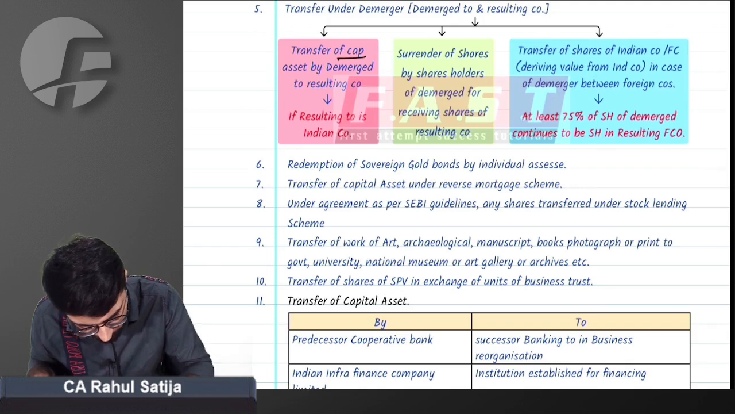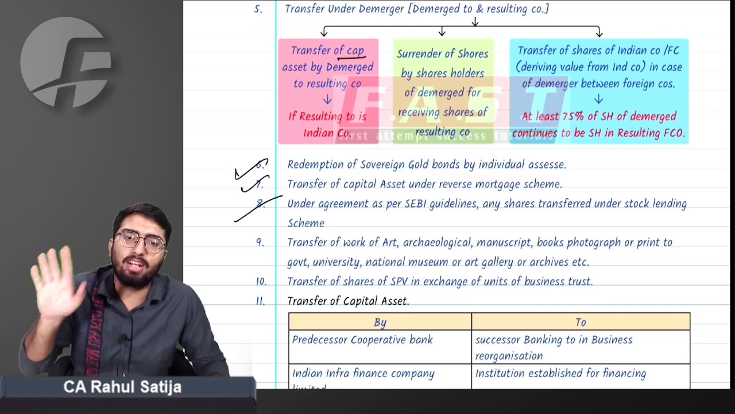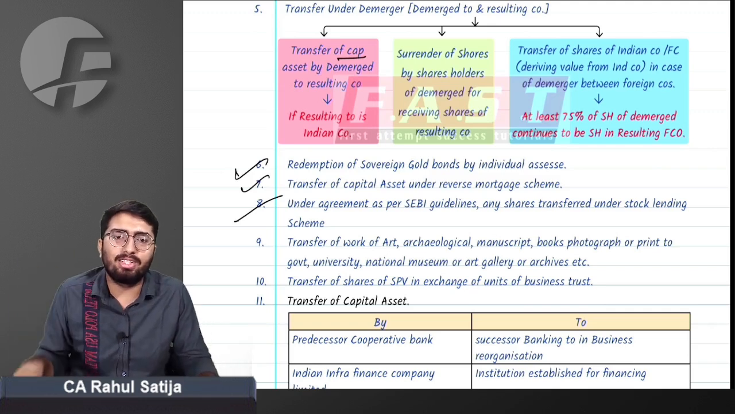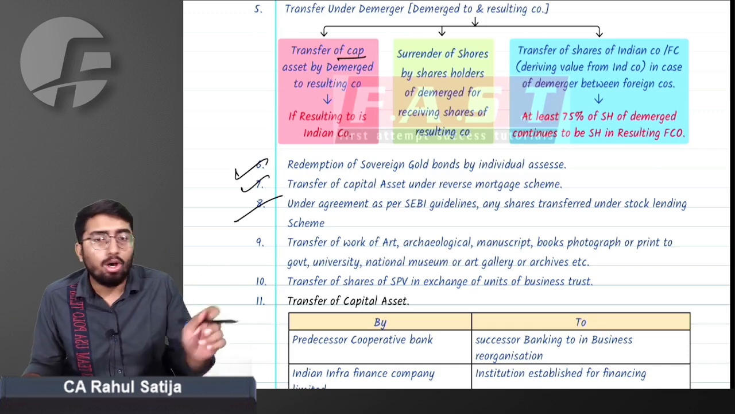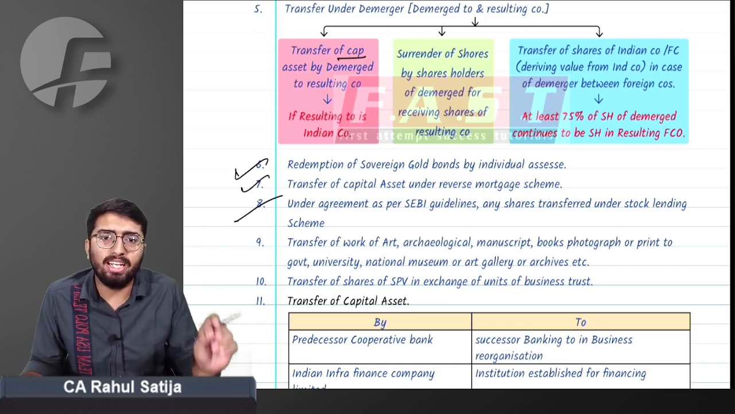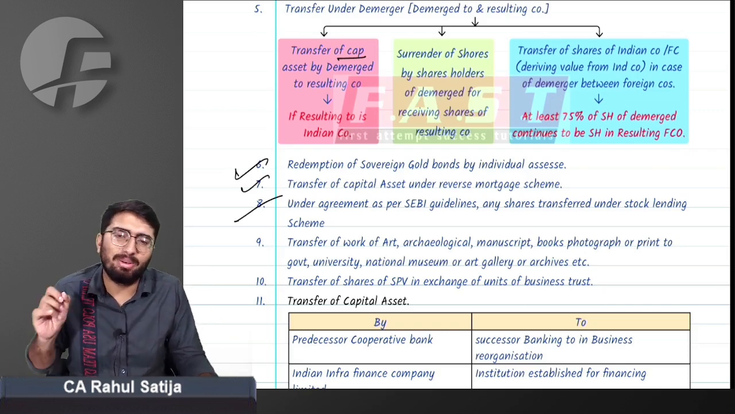Next one. Sir, if you transfer any work of art, or any archaeological collection or any manuscript or any kind of photograph book to a national library, to any government, to any university, to any museum or to any art gallery, then it will be completely exempt.